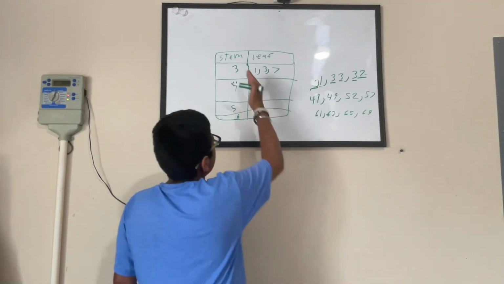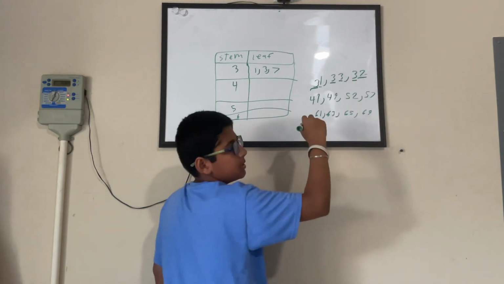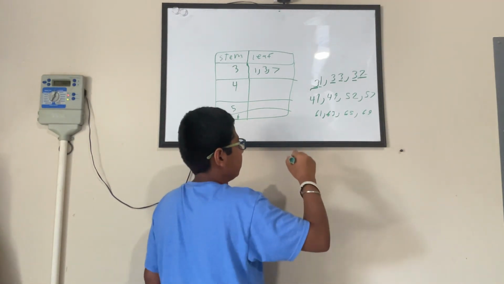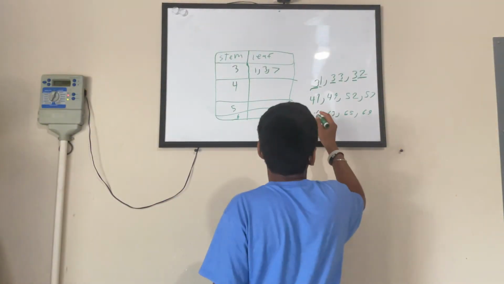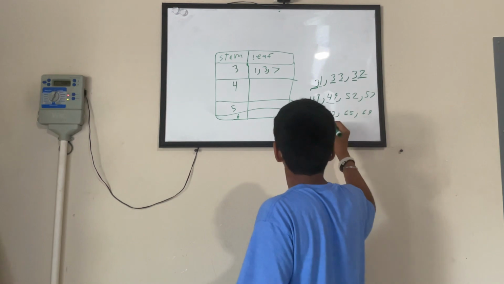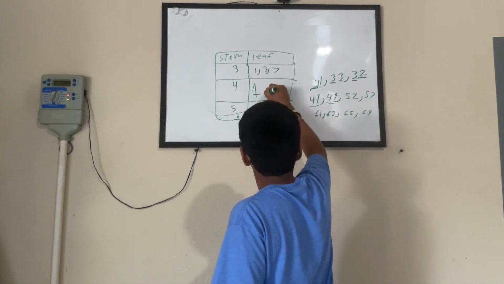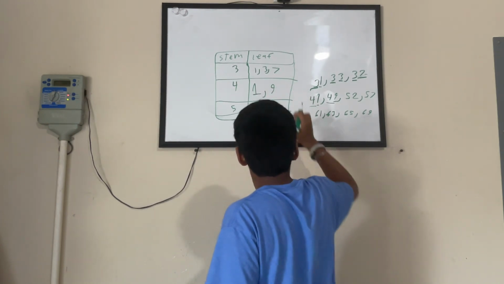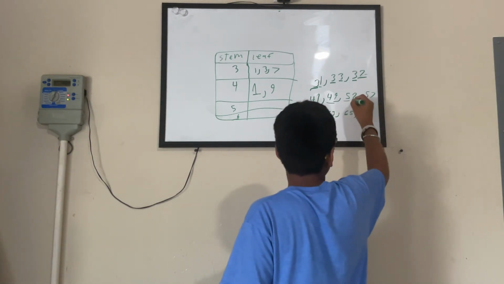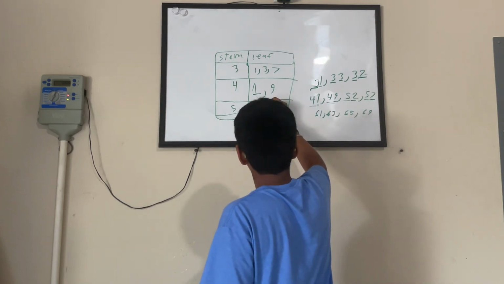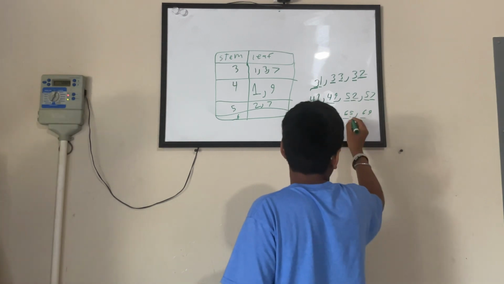All the time the leaves will be in order. They might give you 41, 33, and so on, so you want to sort them first and then put them in the plot to make it easier. Then you look at the 4s. Now you put 1 and 9. Now for 5, there's going to be 2 numbers, so you put 2 and 7. Now for 6, there's 4: 1, 3, 5, 9.